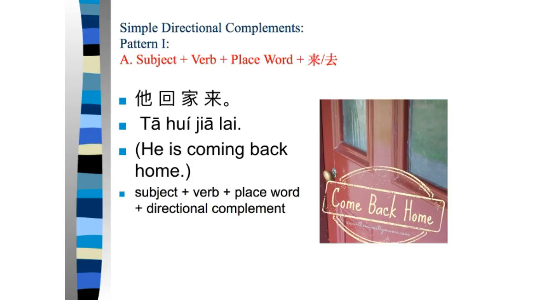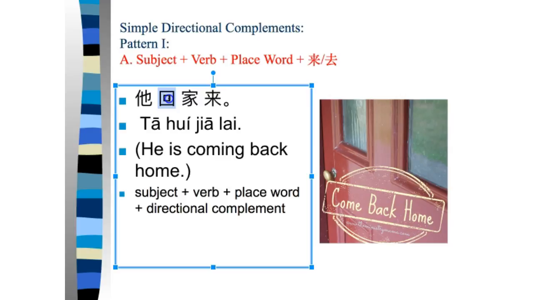Now, sometimes you want to add a place word, like where are you going? Like, well, you're going to return home, right? So you want to say 我回家. Now that is a verb-object. Now you put the verb-object usually between the verb and the direction complement, or the place. It usually goes between the verb and 来 or 去. So when I say 他回家来, that means he's coming home. If I say 他回来家, that's usually wrong.